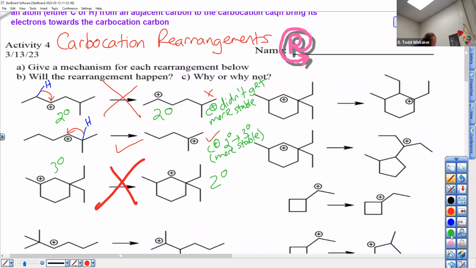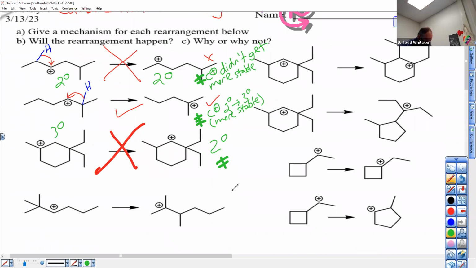So I'm going to have this comment with a telephone pole. So that's got the same telephone pole. C plus didn't get more stable. And this one will be a triple telephone pole when we need it. Okay, that's just short form, so I don't have to keep writing, okay?